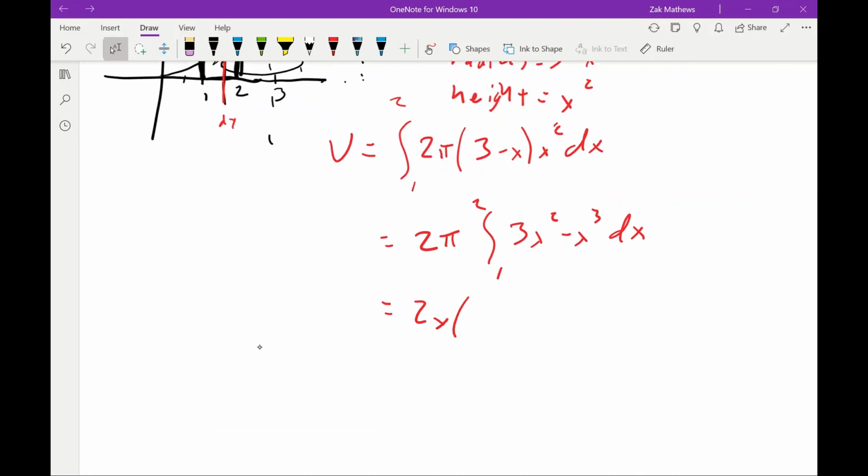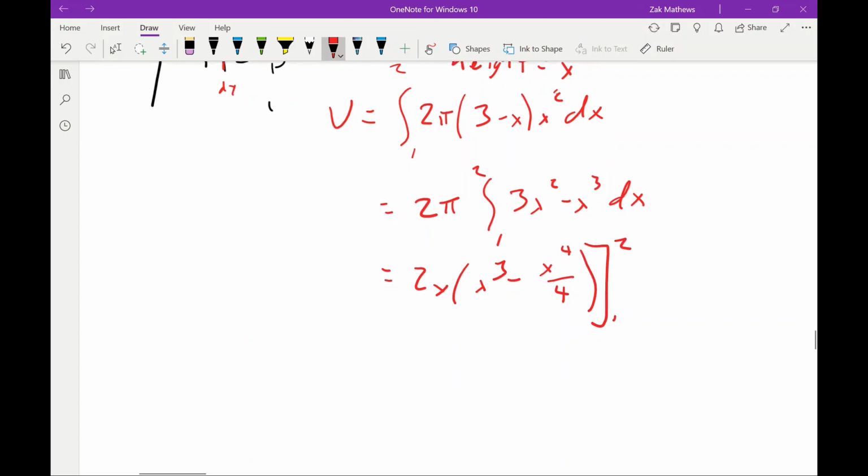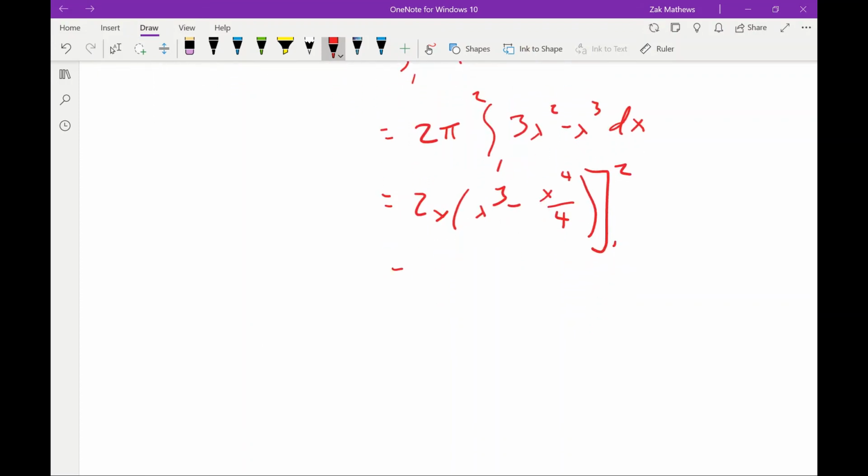And now we can find our antiderivatives, x cubed minus x to the 4th over 4. We're integrating from 1 to 2. That's a pi, not an x. Let me clean that up right here. That's a 2 pi. And now I'm going to plug in. So 2 pi, 2 cubed minus 2 to the 4th over 4 minus, then we'll have 1 cubed minus 1 to the 4th over 4.